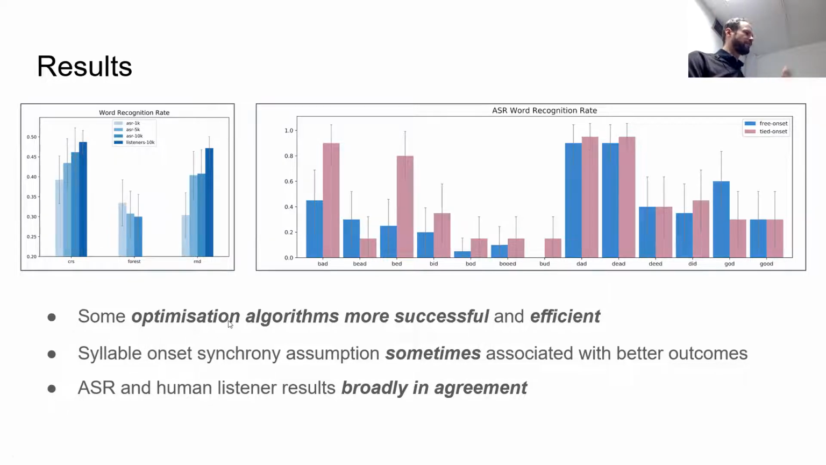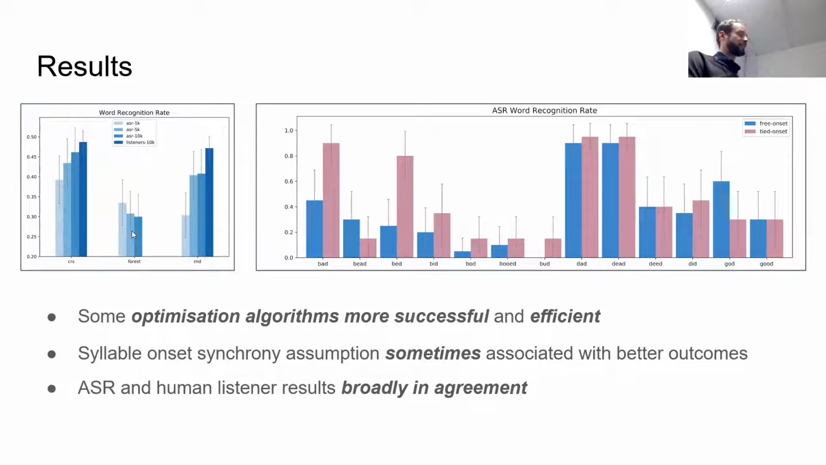And we have basically three different outcomes here, things that we learned from these sorts of experiments. Firstly, yes, it's possible. So on the left here, I have word recognition rates for different algorithms, with random search being one of them. And we find that certain algorithms are better at this exploration process in terms of the outcomes.